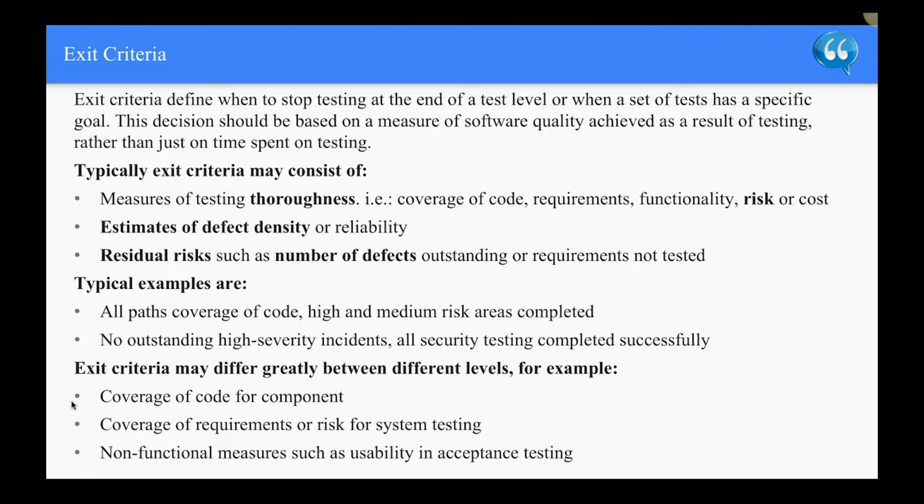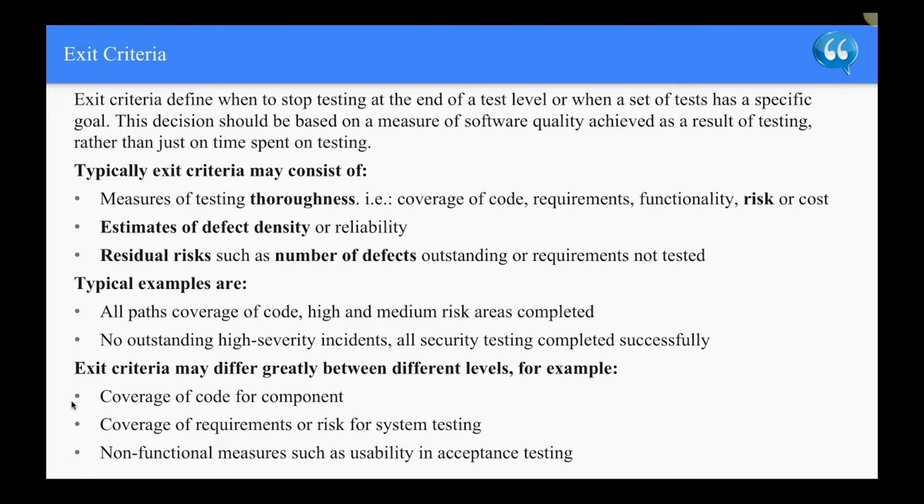So typically exit criteria may consist of measures of testing thoroughness, for example, coverage of code, requirements, functionalities, or risk, estimate of defect density or reliability, cost, residual risks such as a number of defects outstanding or requirements not tested, schedules such as those based on time to market.